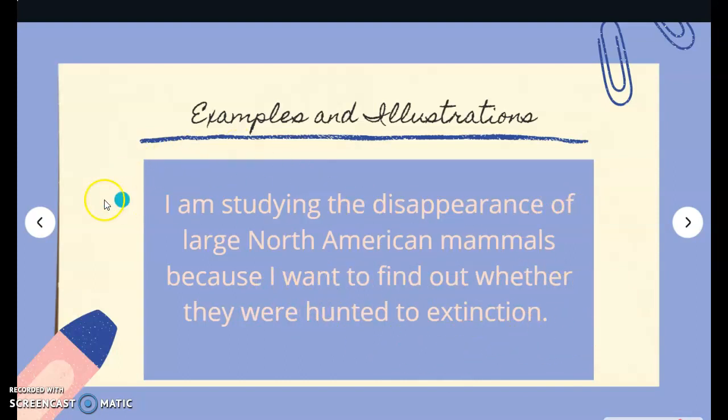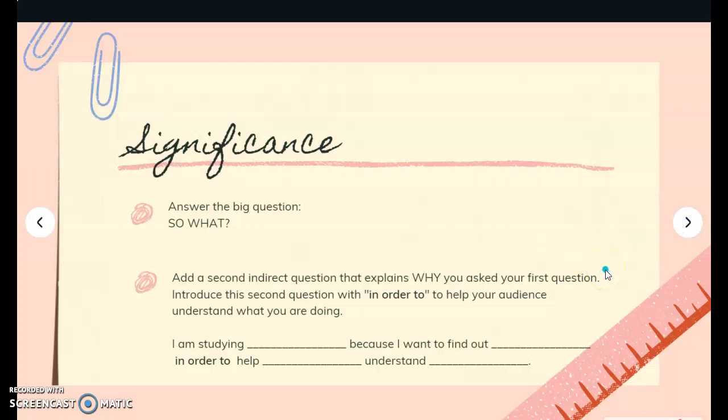This is the means to the end, right? Why is it that North American mammals disappeared? But your paper is really going to be about this piece. So this is critical. Make sure you have both of these. And then the third thing is significance. So this answers that big question of so what? Why does this matter?